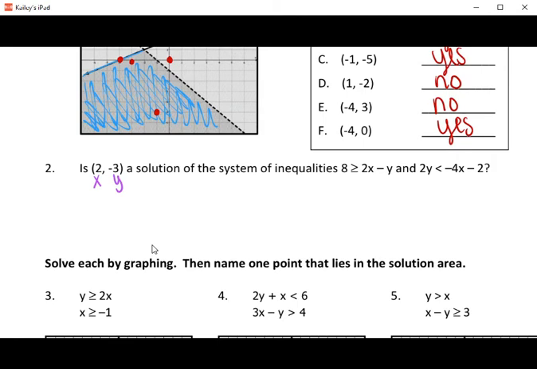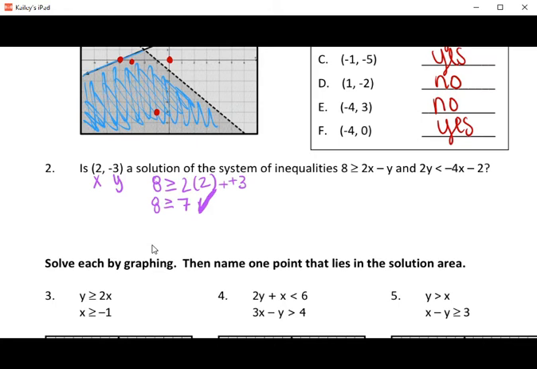All right, so let's plug that in to this first inequality. 8 is greater than or equal to 2 times 2 minus -3. So where I see a minus and negative, I'm going to go ahead and change that to plus. Then as I simplify, I've got 8 is greater than or equal to 4 plus 3 is 7. So then I need to think to myself, is 8 greater than or equal to 7? Yes, it is. It's a check mark. Okay, so that right there fits the solution.